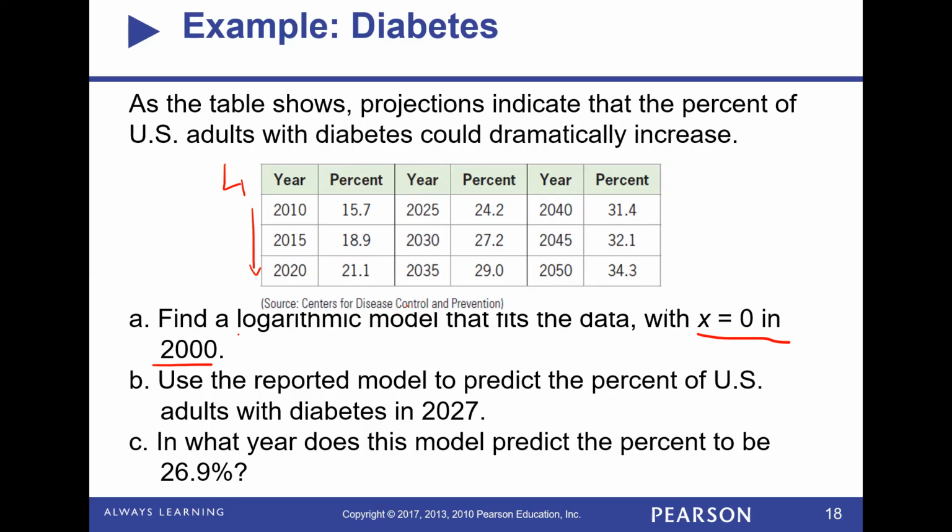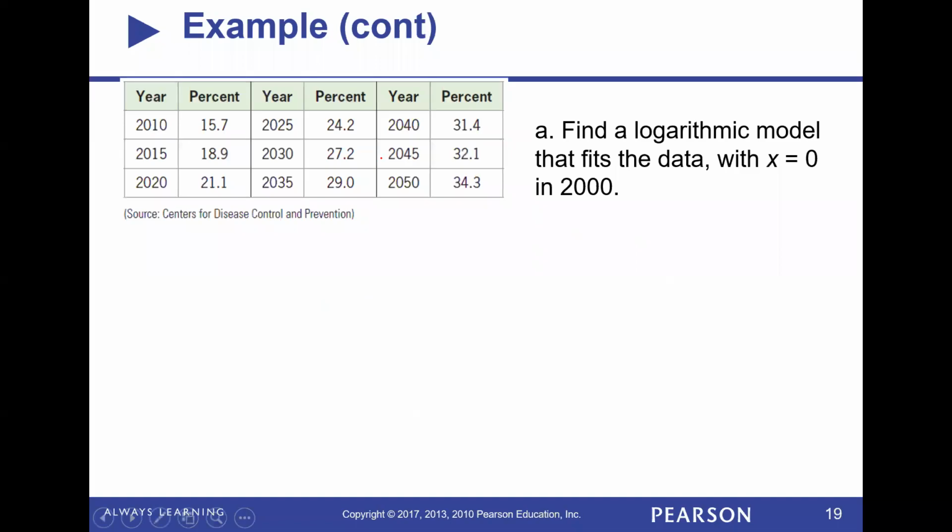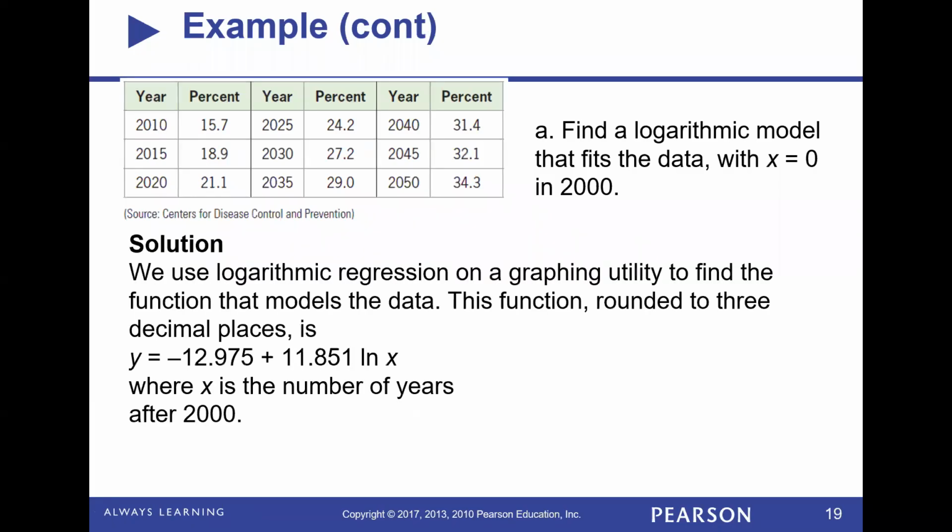Okay. So since we're going to do a logarithmic model, all the stuff is still the same. You're going to put your first list in list 1 and then the percent in list 2. So if you need to, pause the video and plug this stuff in your calculator. Okay. And then we're going to run our regression.